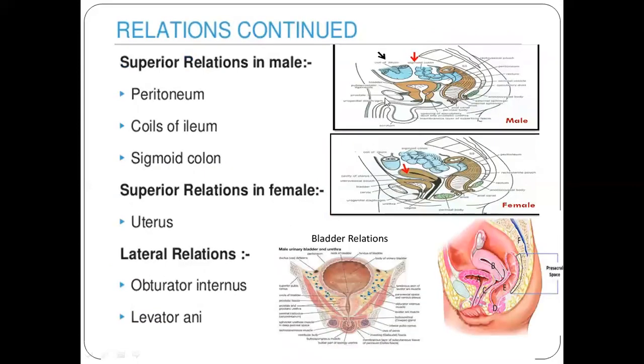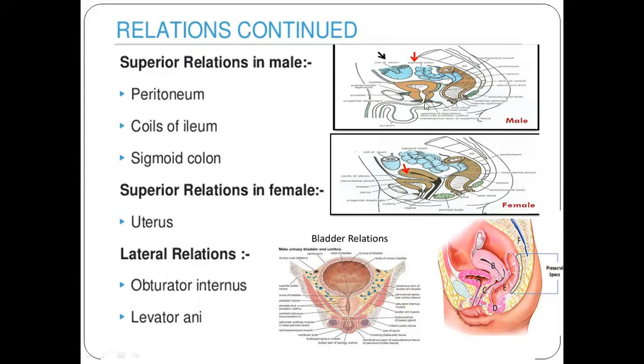So these are the superior relations in case of male. In case of male, this is the superior surface, which is covered by peritoneum, and the sigmoid colon and the loops of the ileum are present superiorly. Coils of ileum and sigmoid colon. So this is a picture of a male. This is the rectovesical pouch. This is the posterior surface of the bladder, and this is the prostate and the neck of the bladder.